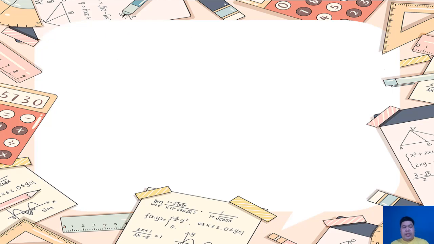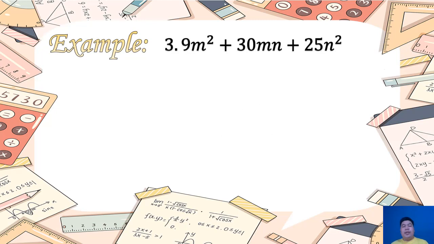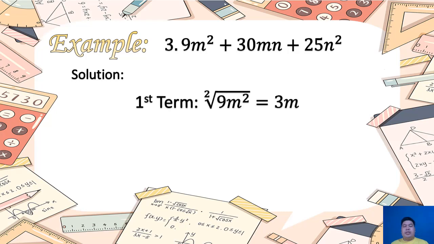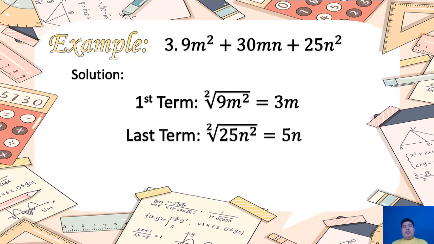Then our third example, we have the given 9m squared plus 30mn plus 25n squared. So here's our solution. First, get the square root of the first term, which is 9m squared. The square root of 9m squared is 3m. Then the square root of the last term, which is 25n squared, is 5n. So remember, if all positive, we will use the addition sign. Then our final answer here is (3m + 5n) squared.